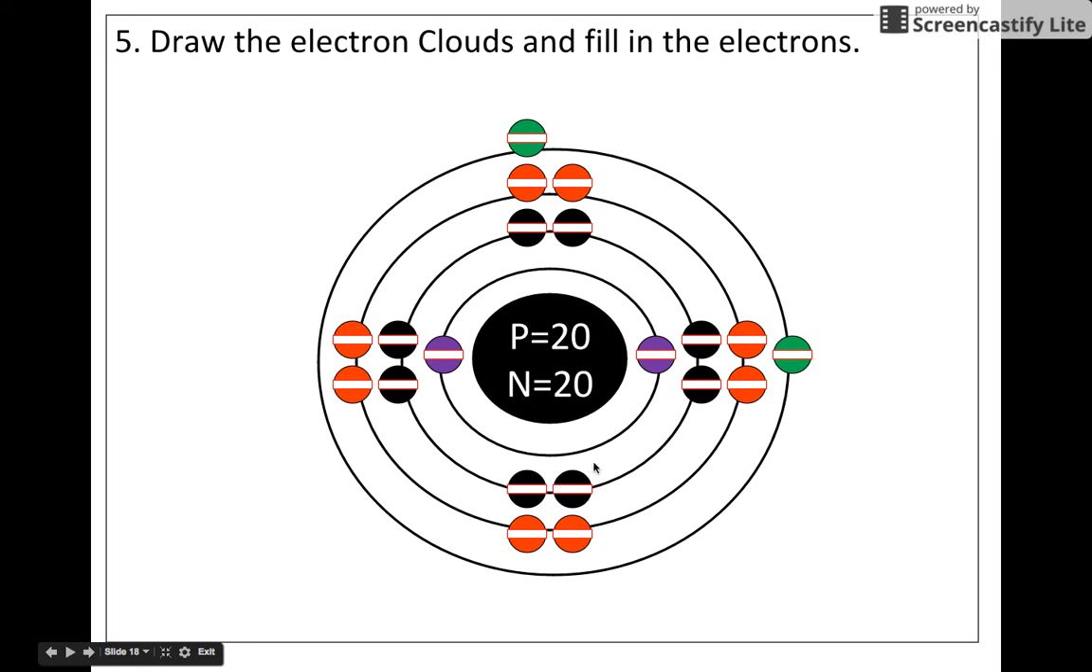And then we'll go to the third shell and start counting again. 1, 2, 3, 4, 5, 6, 7, 8. Okay, so they go by pairs. That way it's easy to count. We have 8, 8, 2. 2 plus 8 equals 10. 10 plus 8 equals 18. And we have 2 left, and we start counting again. 1, 2, and we stop here because we now have 20.